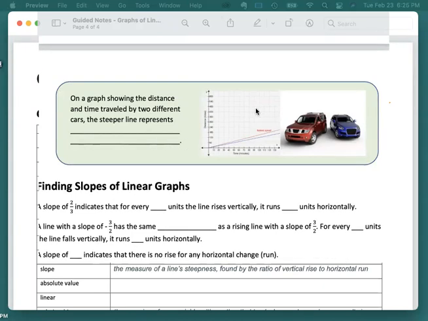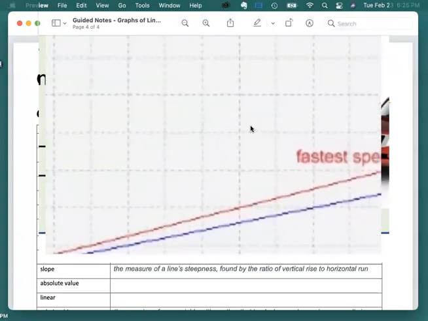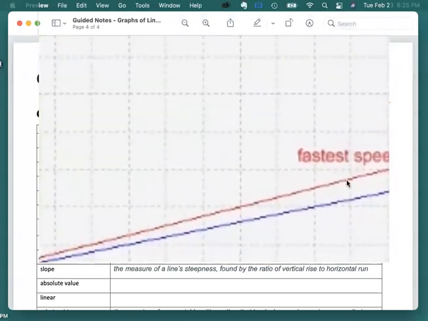So here on a graph showing the distance and time traveled by two different cars, the steeper line represents the fastest speed, the red one.